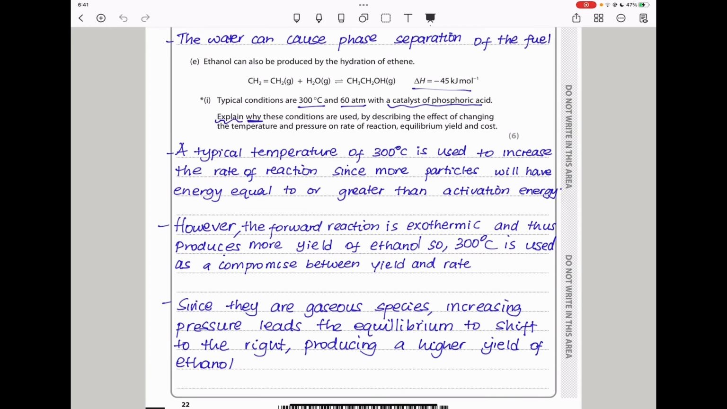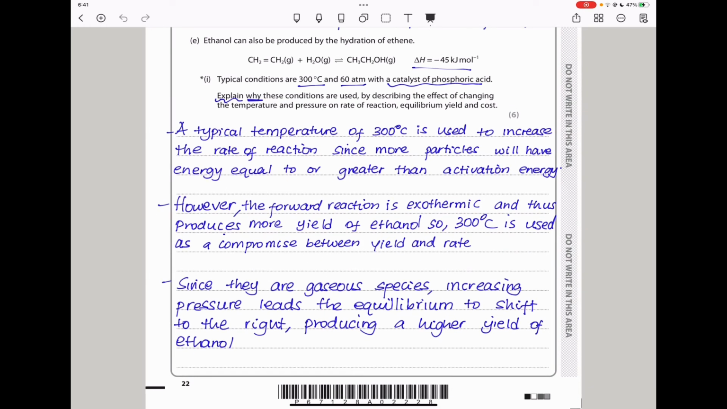So let me continue reading what I wrote. I said, a typical temperature of 300 degrees is used to increase the rate of reaction, since more particles will have energy equal to or greater than activation energy. However, the forward reaction is exothermic and thus produces less yield of ethanol, so 300 degrees Celsius is used as a compromise between yield and rate.